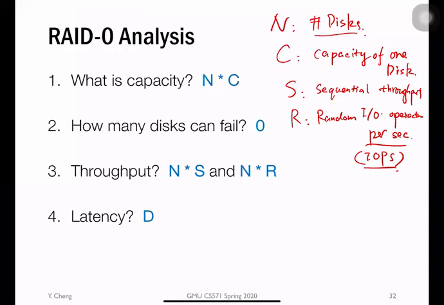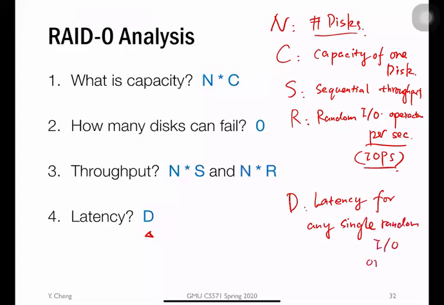And regarding performance, we have a third letter, which is D. D is used to represent the random I/O latency, the latency for any single random I/O operation. So this is the latency.